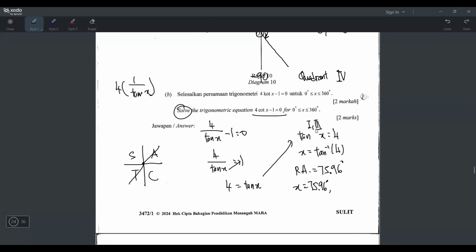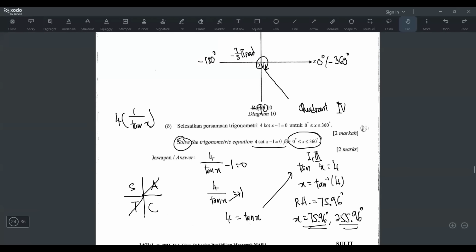How to convert to quadrant 3? You take 180 plus the first quadrant angle. So you get 255.96. Okay, this is how you convert from the first quadrant. So remember, to convert first quadrant to third quadrant, you take 180 plus. So this is the answer. And they said they want the answer to be between 0 and 360. So both my answers are between 0 and 360. So it's done.